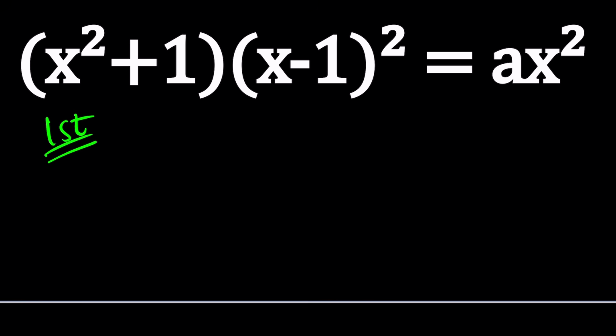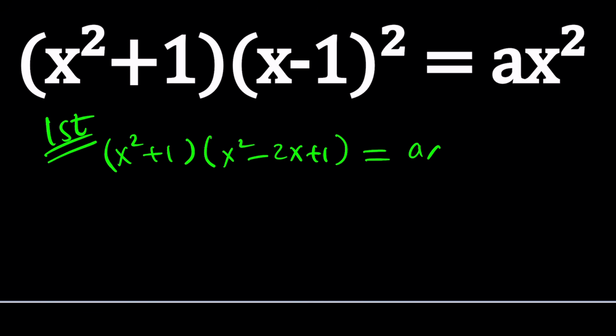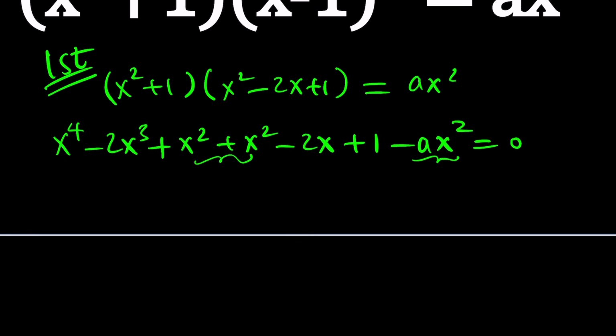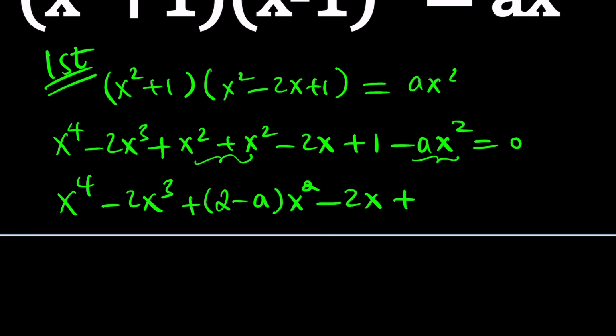Obviously, I'm going to go ahead and distribute everything. So x squared plus 1 distributed over x squared minus 2x plus 1 should give us ax squared. Let's distribute this: x to the fourth minus 2x cubed plus x squared, and then plus another x squared minus 2x plus 1, and then let's subtract ax squared so that we can put everything on the same side. We have some like terms, these three, and then this is going to be x to the fourth minus 2x cubed. Now if you collect the like terms, you will get 2 minus a as the coefficient of x squared. And then minus 2x plus 1 is equal to 0.